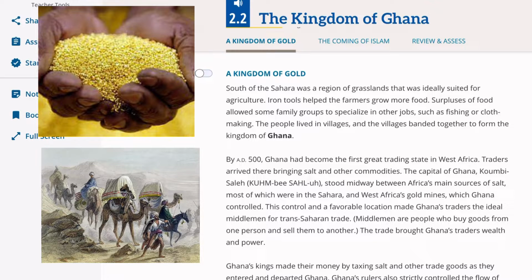Trade goods also included textiles, weapons, horses, and even bananas. As trans-Saharan trade expanded, caravans carrying goods grew longer, sometimes numbering several hundred camels. And in fact, there is a record that sometimes caravans went with 12,000 camels or more.